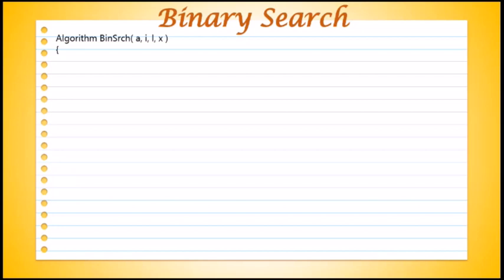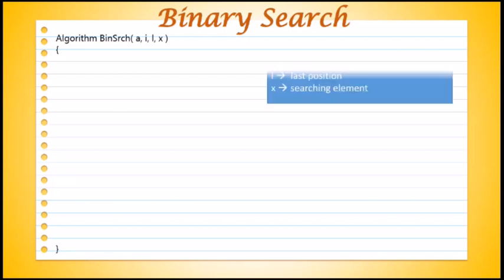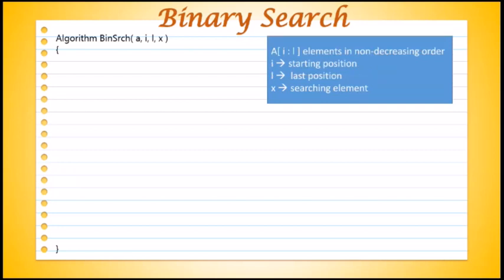The first one is the array, and its index is starting from I till L, and the elements will be in non-decreasing order. So here the value of I means what? Starting position. So basically it is 1, and then L is the last position. And the fourth parameter is X, which is the searching element from the given numbers.